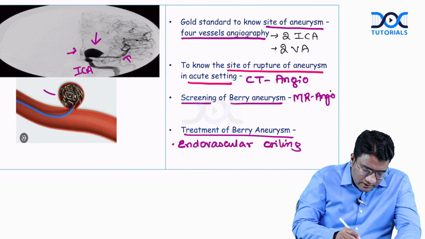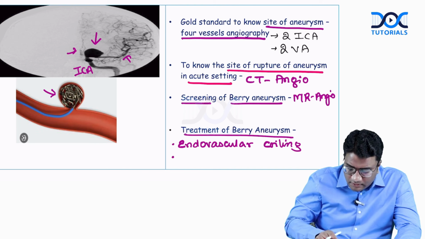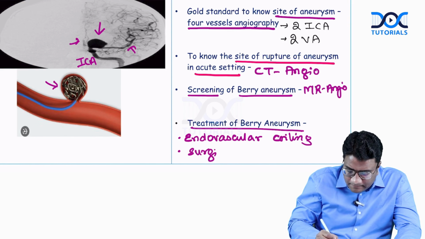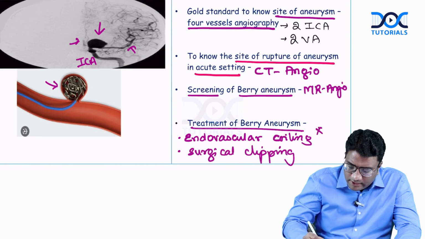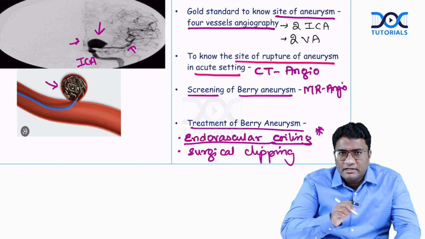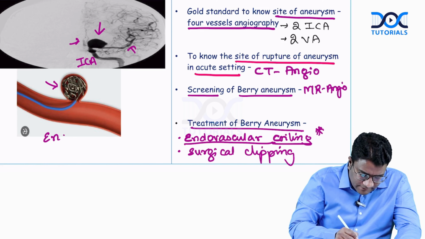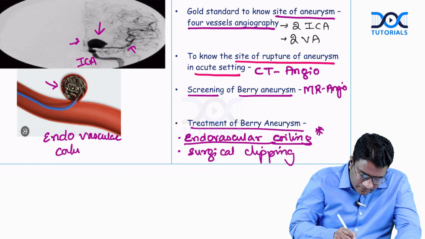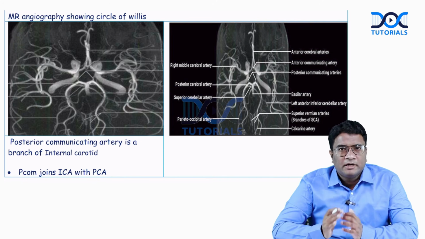So you can see here, this is how the endovascular coiling is done. And you can also go for surgical clipping. So either you do an endovascular coiling, this is the preferred method done by the interventional radiologist, or you can go for a surgical clipping. This is endovascular coiling that is being done for aneurysm.